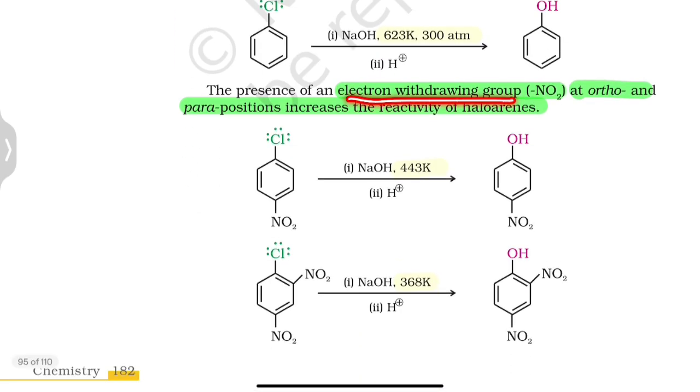The presence of an electron withdrawing group like NO2 at the ortho and para positions increases the reactivity of haloarenes. Here you can see NO2, an electron withdrawing group, which reduces the electron density, so the nucleophile can approach. The temperature earlier was 623 Kelvin. When an electron withdrawing group is present, it reduces to 443 Kelvin, and you can replace chlorine with the OH group.